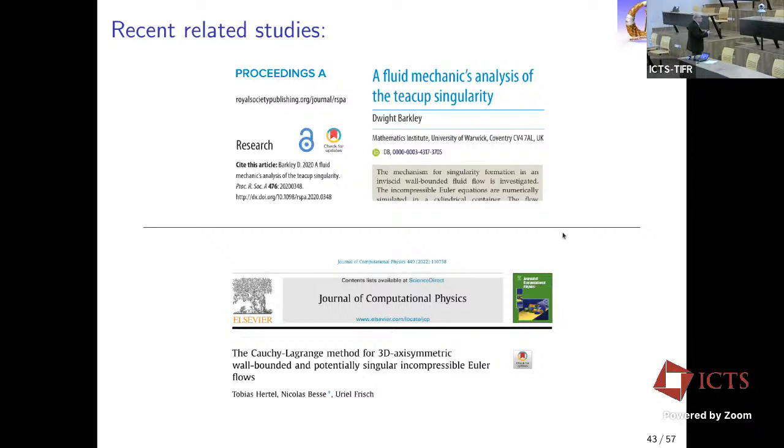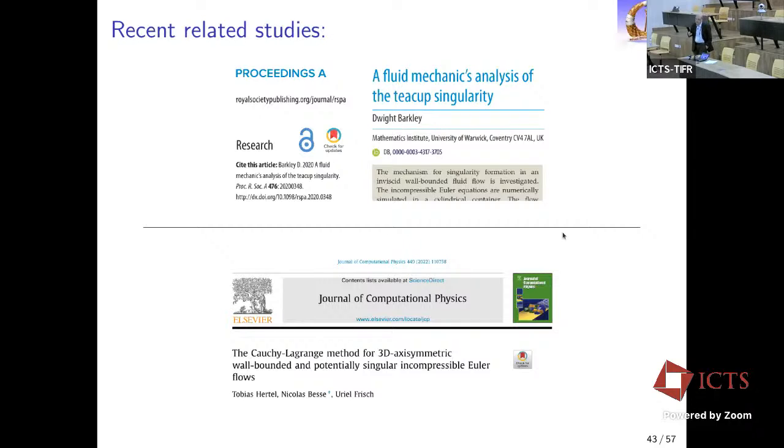Many very, very distinguished groups and scientists disagreed. Some people said blow up yes, others said blow up no. And so here, at least in this case, we have agreement. And not only this calculation from our group, which has concentrated on the blow-up thing, I want to highlight 2 other recent studies. One is by Dwight Barclay, who also did it with a Fourier-Chebyshev scheme.